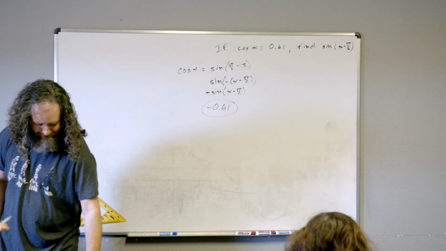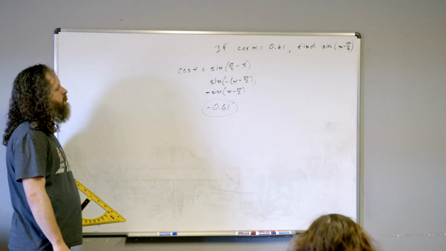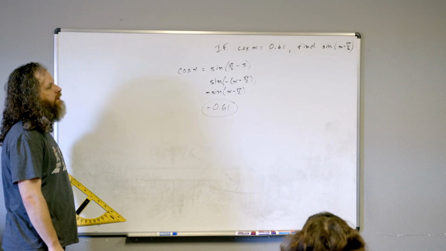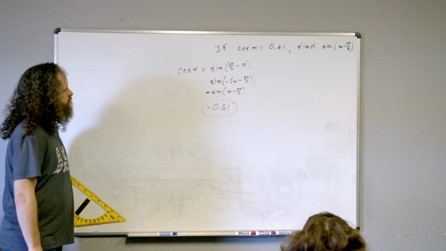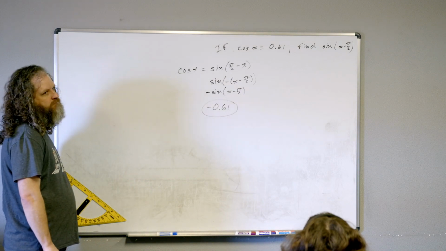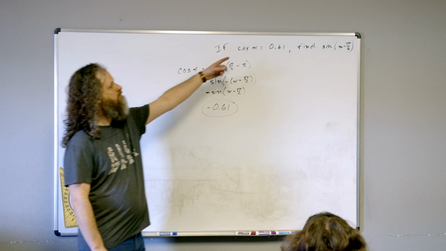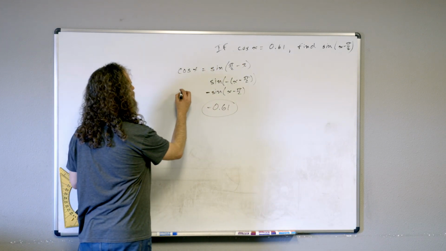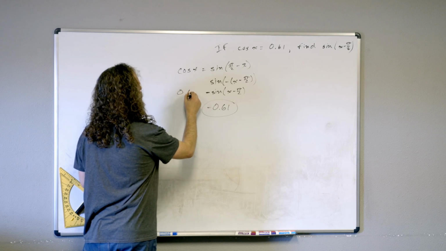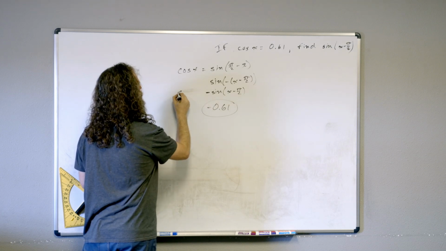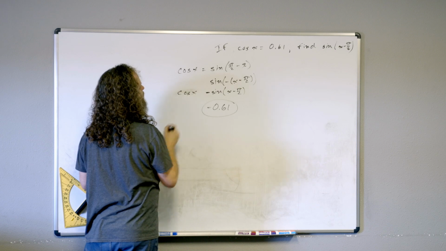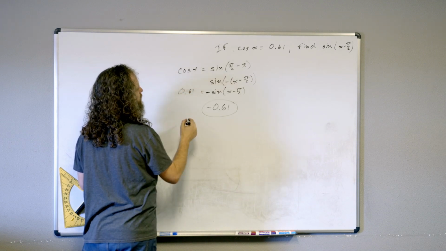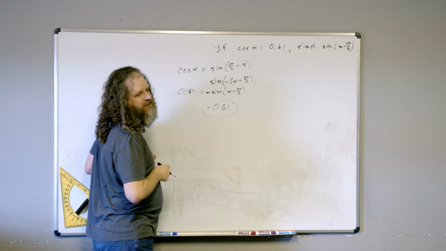Why did we pull the negative? Why did the negative on the second step come out? We factored it out. Oh, okay. And so why is it negative 0.61? Because the cosine, look, I'll walk it all the way out. Because we said it equals 0.61. Divide both sides by negative 1.